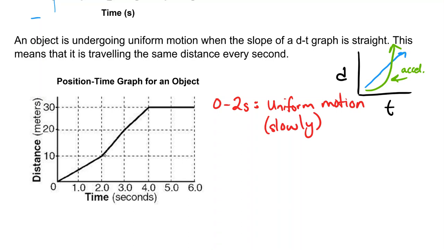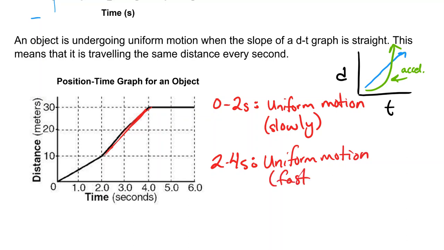Then between 2 and 4 seconds, the object's still traveling with uniform motion. It's still a relatively straight line, right? So it's traveling with uniform motion. And it's traveling faster now because of the steepness of the line. It's a little bit more steep. The slope is a little bit greater.